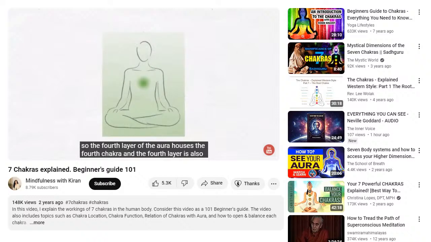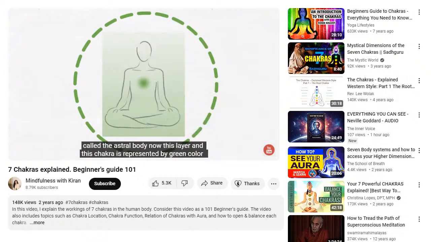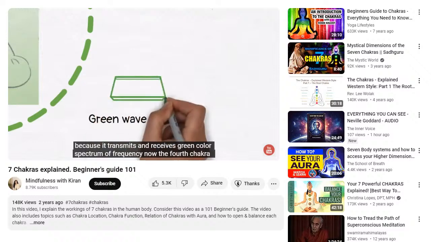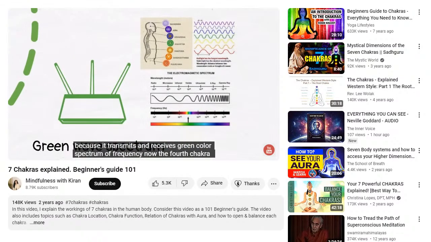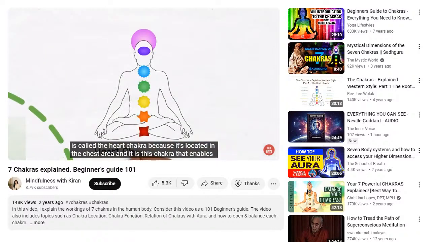So the fourth layer of the aura houses the fourth chakra, and the fourth layer is also called the astral body. Now, this layer and this chakra is represented by green color because it transmits and receives green color spectrum of frequency. Now, the fourth chakra is called the heart chakra because it's located in the chest area, and it is this chakra that enables us to form loving bonds with others.